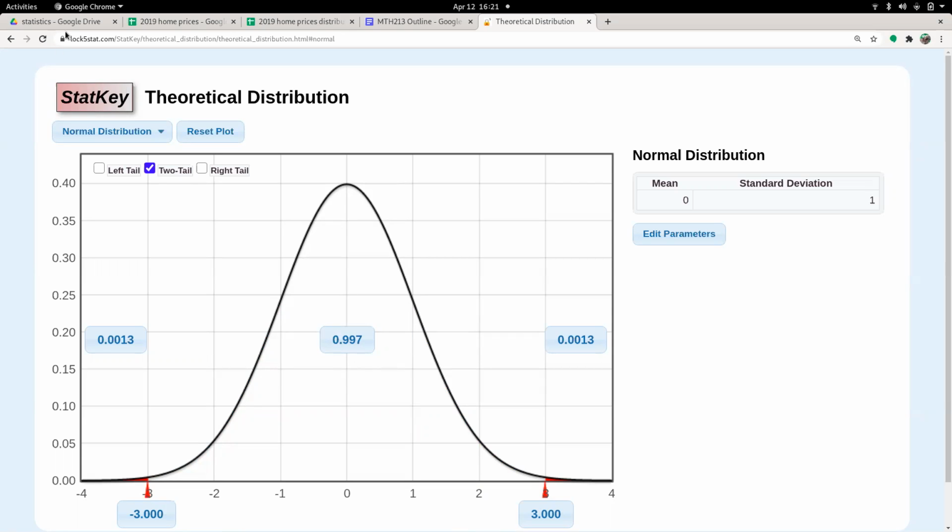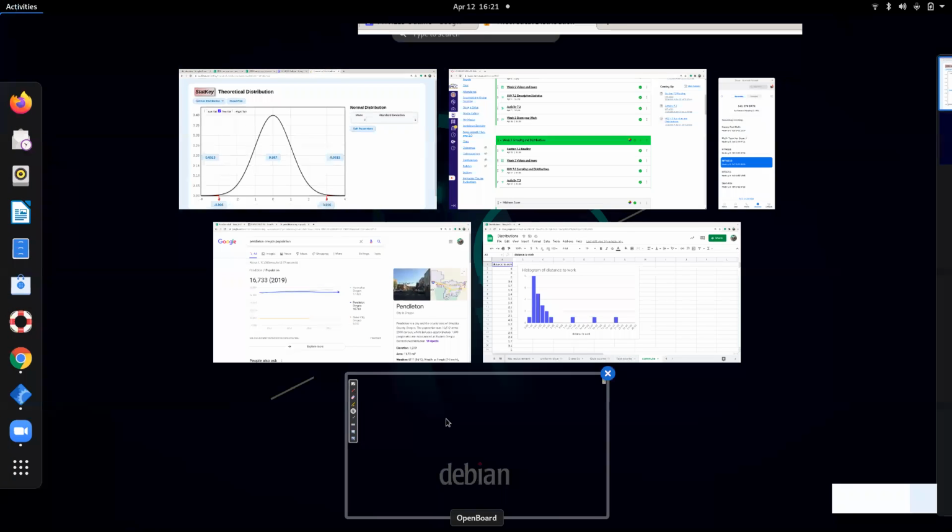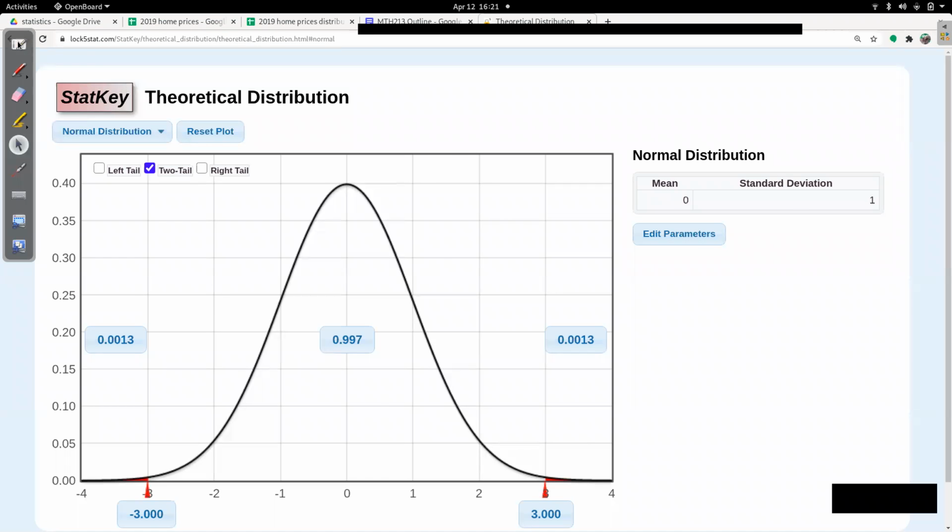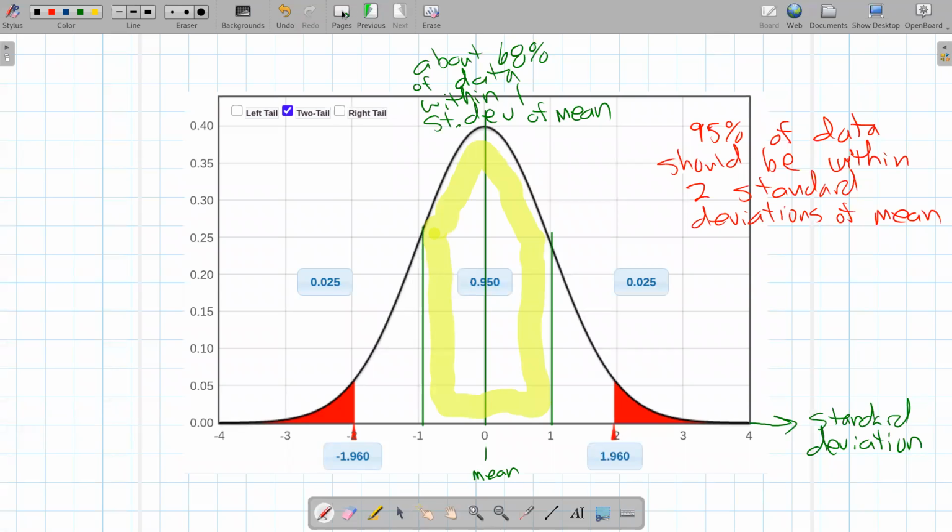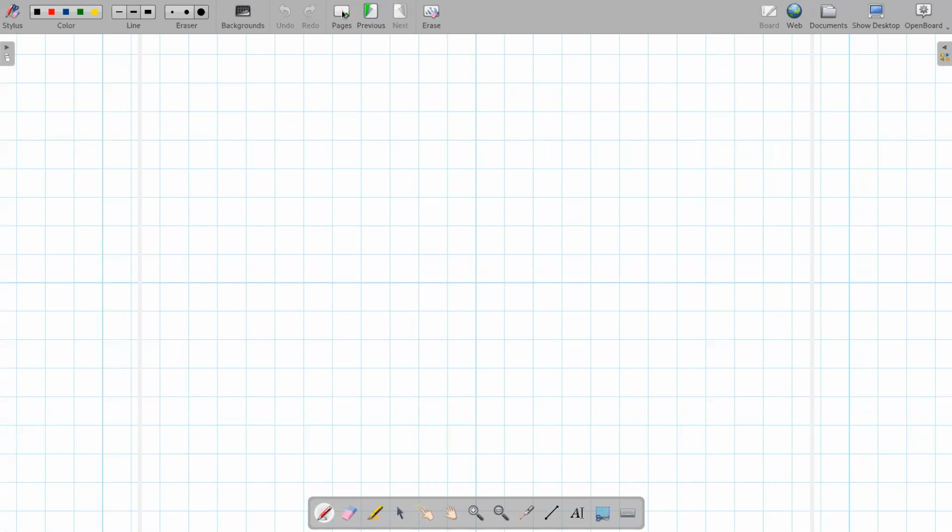So an example of that I can give. New page. Think about human body temperature. What do we think average human body temperature is?